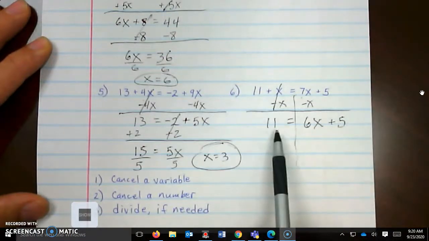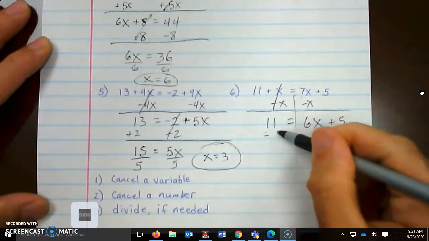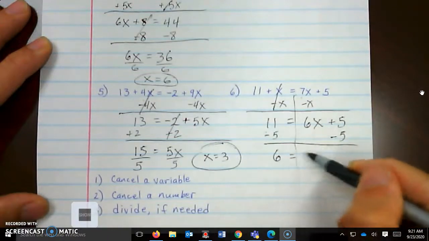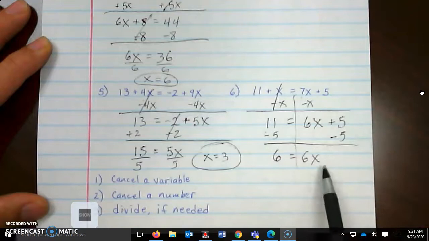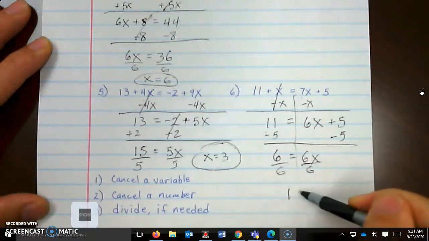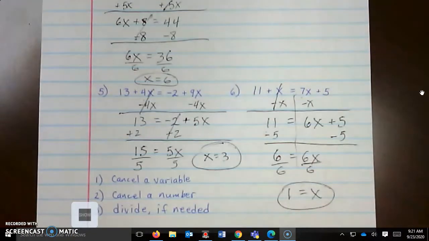Never cancel something. Yes, I'll remind you again. Never cancel something if it's all by itself. I really hope to avoid that mistake. 11 minus 5 is 6. And you can tell 6 is 1 because 6 times 1 is 6. But we show that by division. 1 equals x. And if you don't like the x on the right, some people don't like that. They write x equals 1. Of course, it's the same thing.